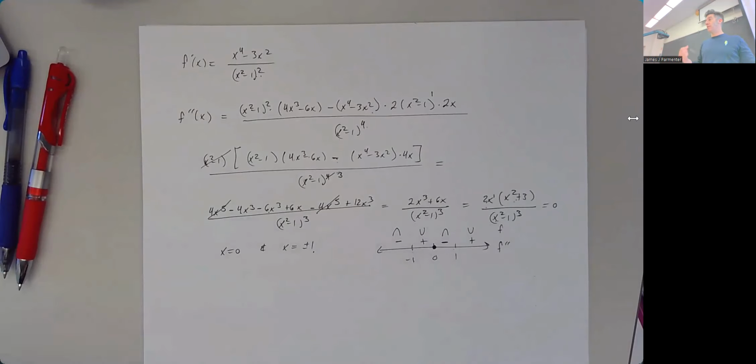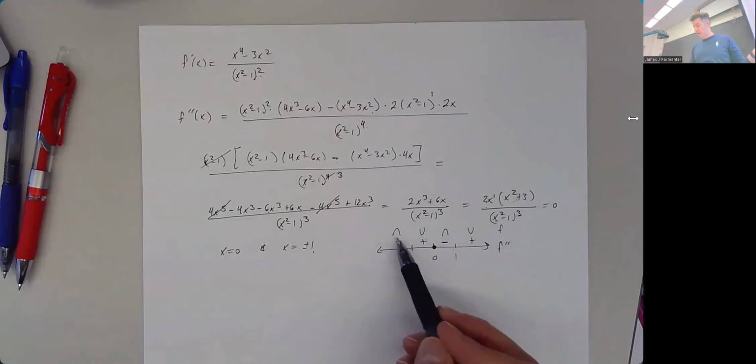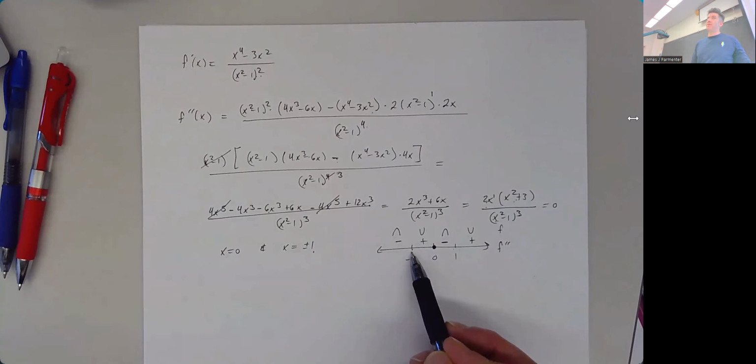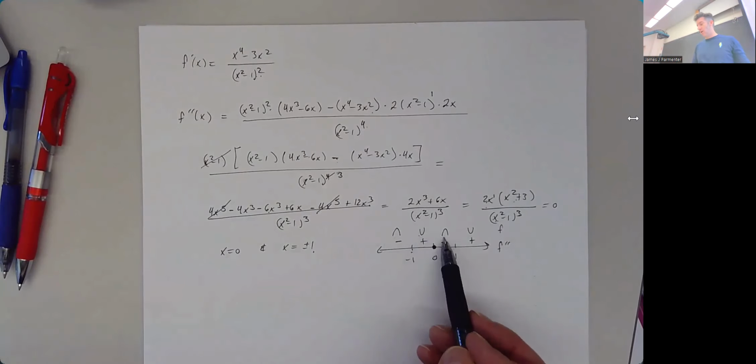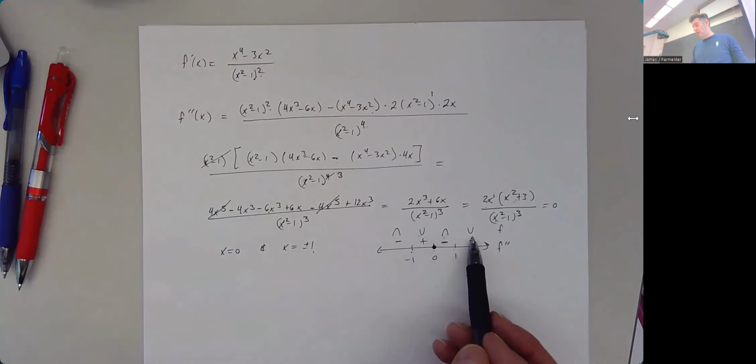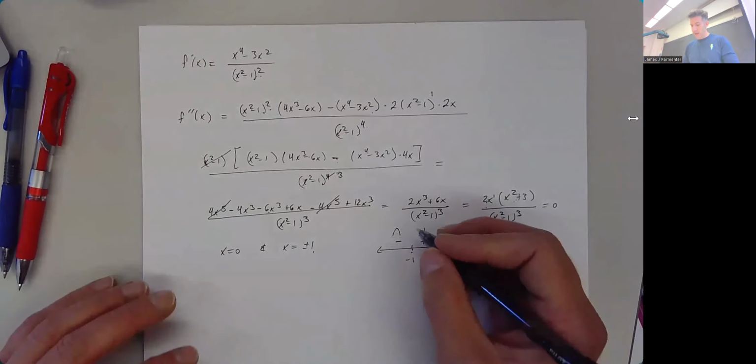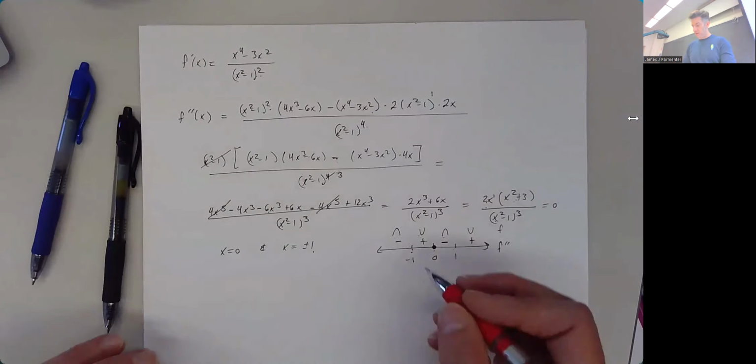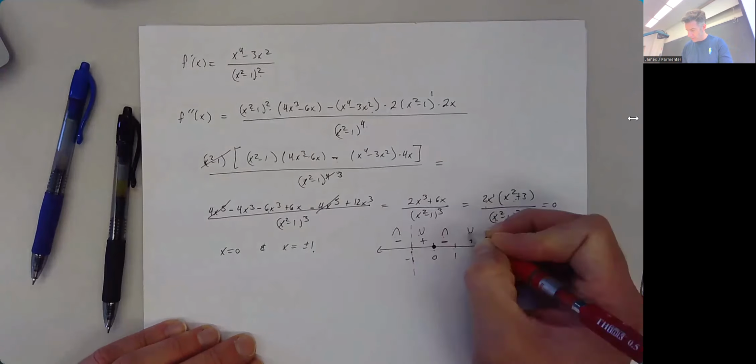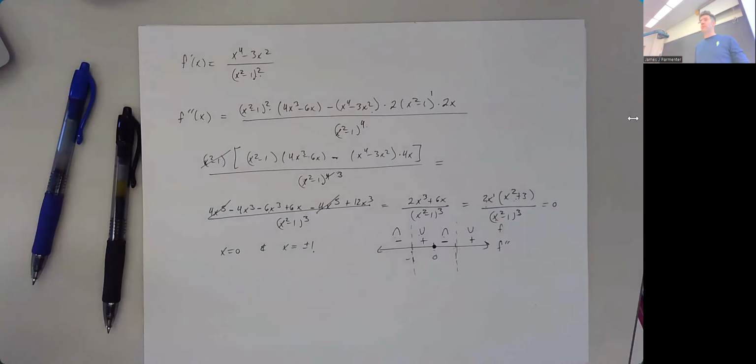anywhere the concavity changed. So it changes from here to here. There would have been one there, but it's not defined there. It changes from here to here. Oh, we get one there. It changes from here to here. We would have gotten one there, but again, undefined. And I really like, when I draw my number lines, to draw in the vertical asymptotes. I think that's a really good reminder of the fact that, oh yeah, we have a vertical asymptote there.